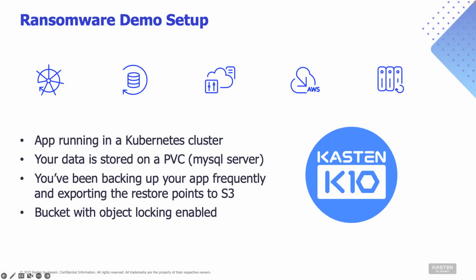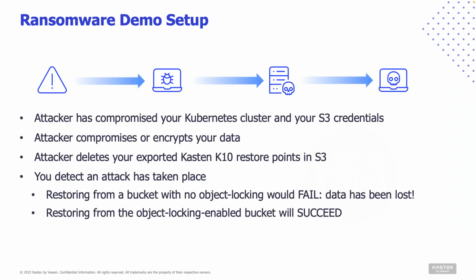All right. So in my demo earlier on, what happens? Basically, we have an app running in a Kubernetes cluster, right? The data is stored on a PVC, which is a MySQL server. I've been backing up the data frequently, exporting the restore point to S3, and this S3 bucket has object locking enabled, okay? What I'm going to show you in the next demo is that an attacker has compromised your Kubernetes cluster and your S3 credentials, right?